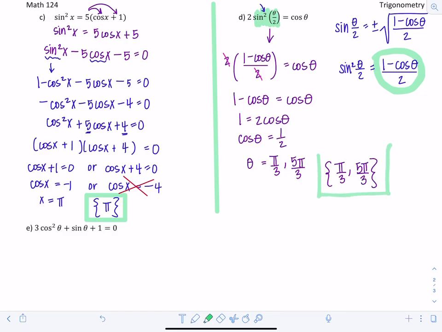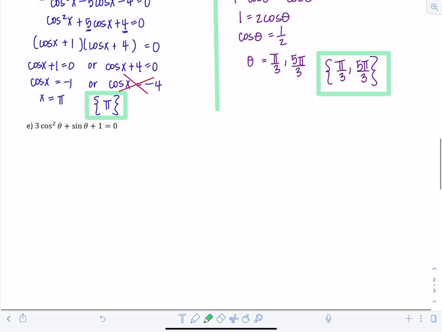All right. Nice job. Last one. So we have 3 cosine squared theta plus sine theta plus 1 equals 0. I want you to take a minute and pause the video and try to solve this one on your own. And I'm going to give you a hint. You're going to need to use an identity, because notice here this is a cosine squared, and here we have sine theta. So I want you to think what identity we would need to use, and then see if you can finish up the problem from here. It's pretty similar to a couple of the ones we just did. So pause the video, work on it, and then I'll continue with the solution right now.